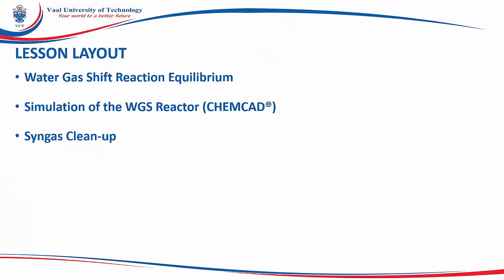The layout of the lesson is we are going to look at the water gas shift reaction equilibrium. Remember, from the problem statement, we have been told that we have to use an equilibrium reactor to simulate the water gas shift reaction. Once we have looked at the equilibrium, we are going to see how we implement that in ChemCat, doing the simulation of the reactor. And then we are going to review options that are available in the industry for cleaning up the synthesis gas once we have produced it.